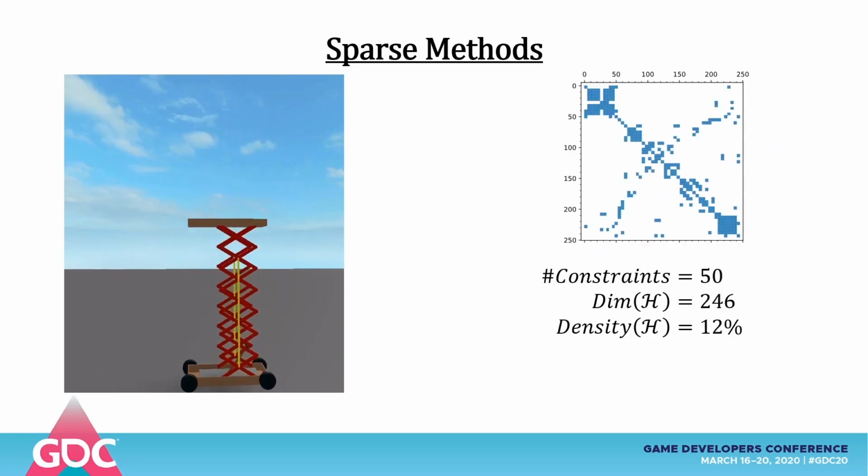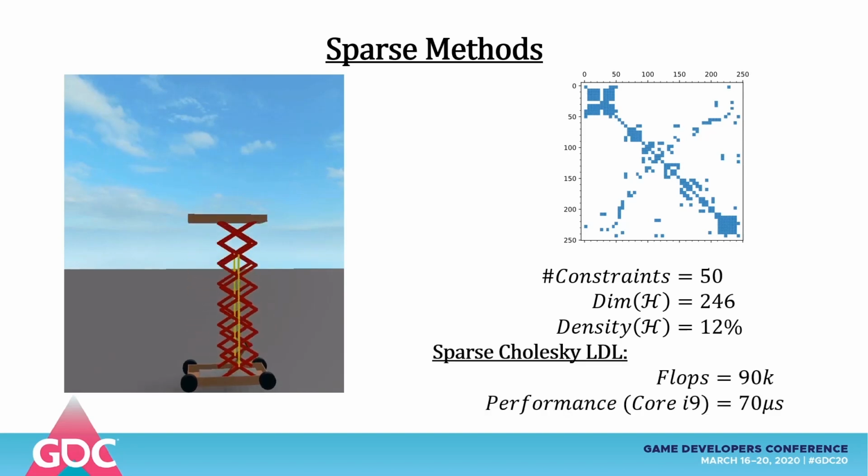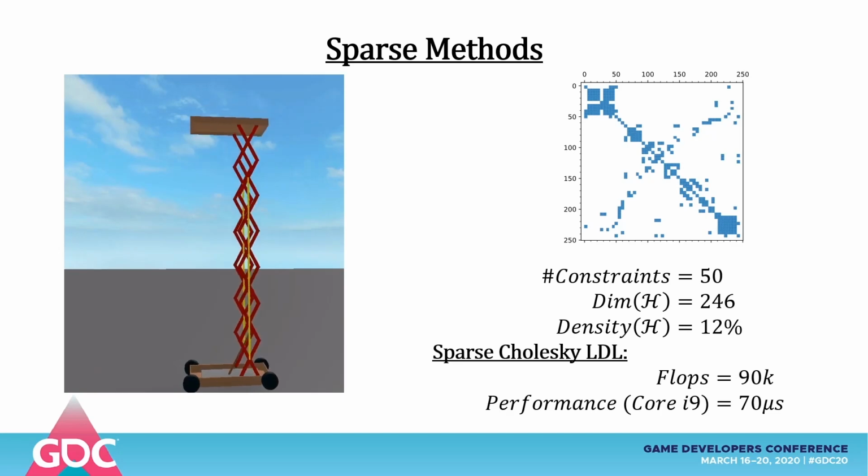This model has 50 constraints, mostly hinges. The dimension of the matrix is 246, and its density is 12%. Sparse Cholesky LDL processes this matrix in about 90,000 floating point operations, which on my machine takes about 70 microseconds.